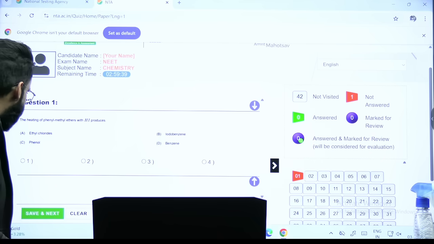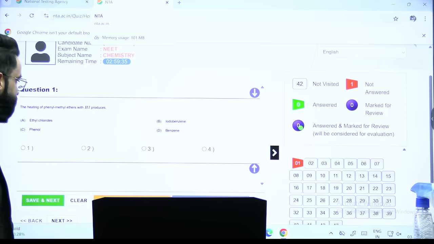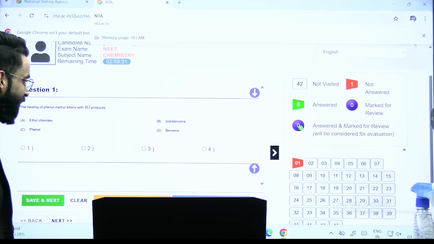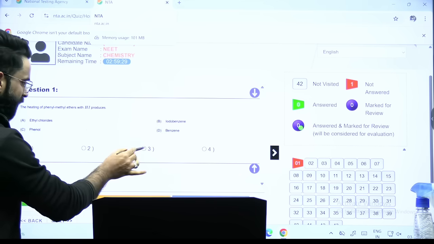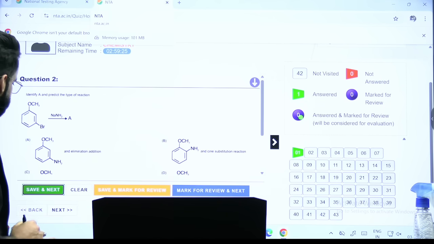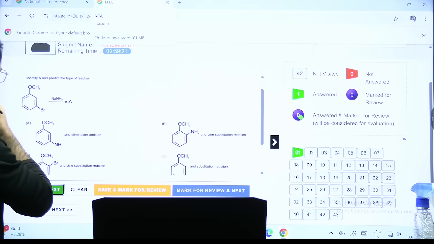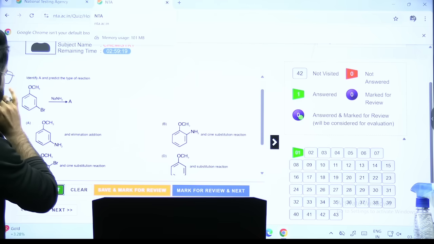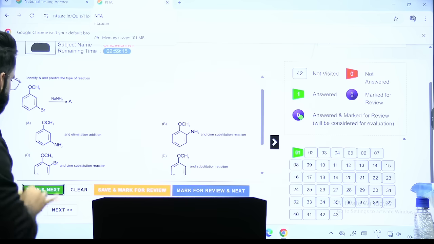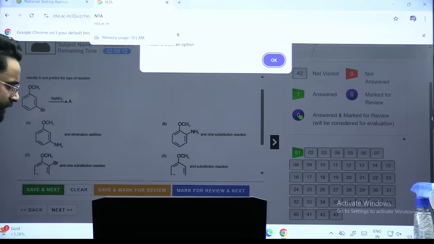So if I look at the first question, the heating of phenyl methyl ether with HI produces. Phenyl methyl ether with HI, what does it produce? It produces phenol, right? And phenol is option number C, so I'll go with option number C. So 3 is the correct answer. Now, the next one, identify A and predict the type of the reaction. It's OCH3, Br, Na, NH2. So it's going to be, first of all, the elimination reaction, and you are going to replace Br with NH2. So it has to be option A. It has to be option A, right?